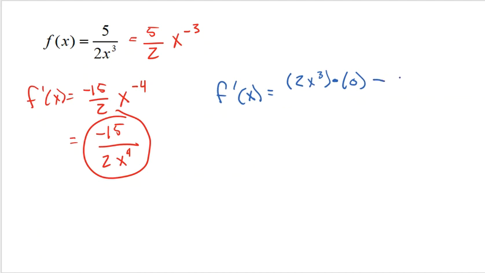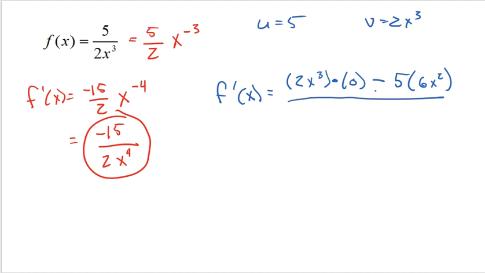Minus, now this time I'm going to take the numerator, 5, and multiply by the derivative of the denominator. The derivative of just the denominator, if I look at it as its own thing, 2x cubed, is 6x squared. Right? 3 falls down, 3 times 2 is 6, 3 minus 1 is 2. So I'm treating u as 5, v as 2x cubed. And the rule says, start with v, write it down, times the derivative of u, the derivative of 5 is 0, minus u, just 5, multiplied by the derivative of v, 6x squared, all divided by the denominator squared. So I'm going to take 2x cubed, no derivative or anything, just 2x cubed, and square it.